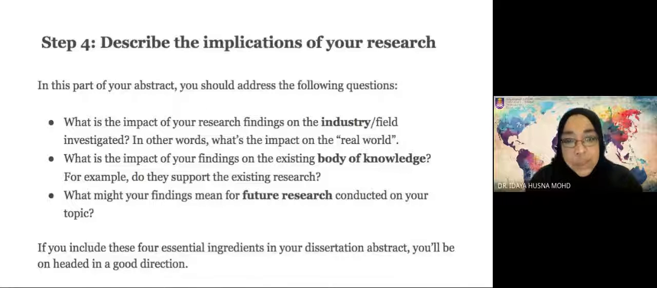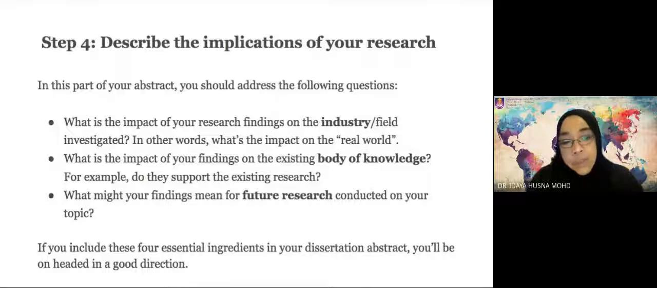You should address the following question: what is the impact of your research findings on the industry, the field investigated, and your university, and what's not? So in other words, what's the impact on the real world? And how do your findings contribute to the existing body of knowledge, and what might your findings mean for future research? So how can your research trigger future research to be conducted by others or by yourself?